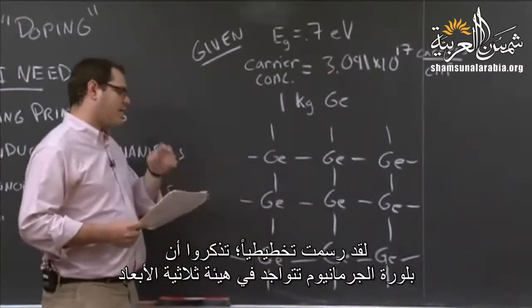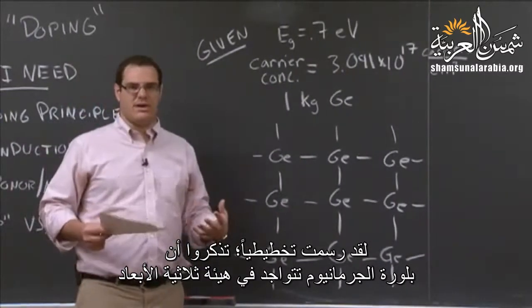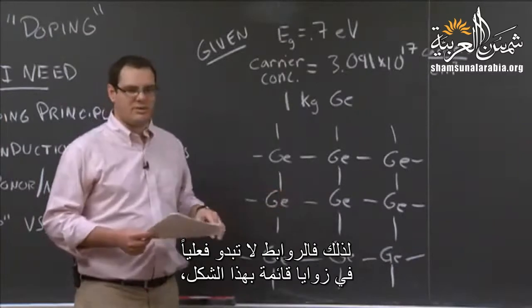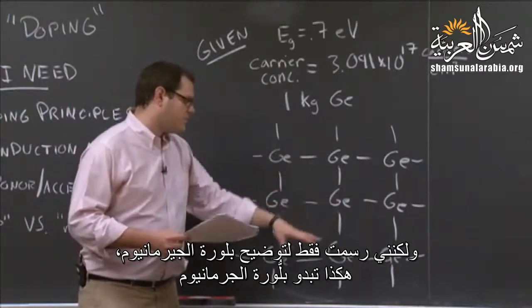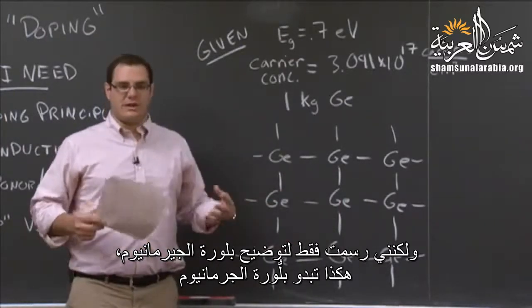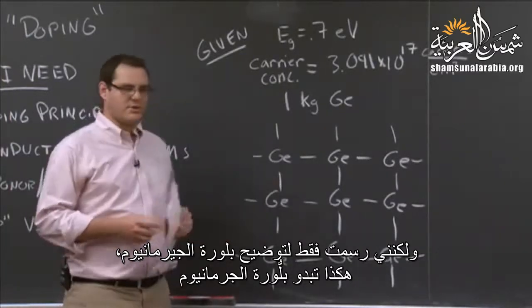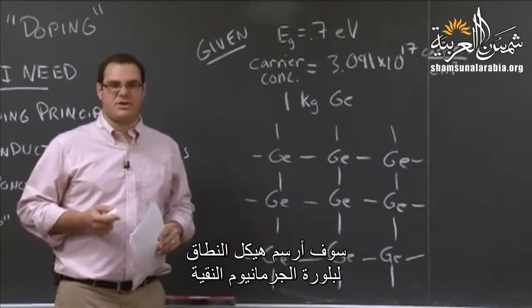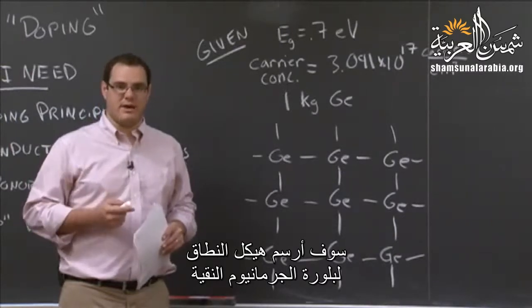I've drawn schematically, and remember, these germanium crystals are in 3D, so the bonds don't actually look 90 degrees like this. But I've drawn, just for visual, a germanium crystal. So this is what a pure germanium crystal would look like. I'm going to draw the band structure for the pure germanium crystal now as well.